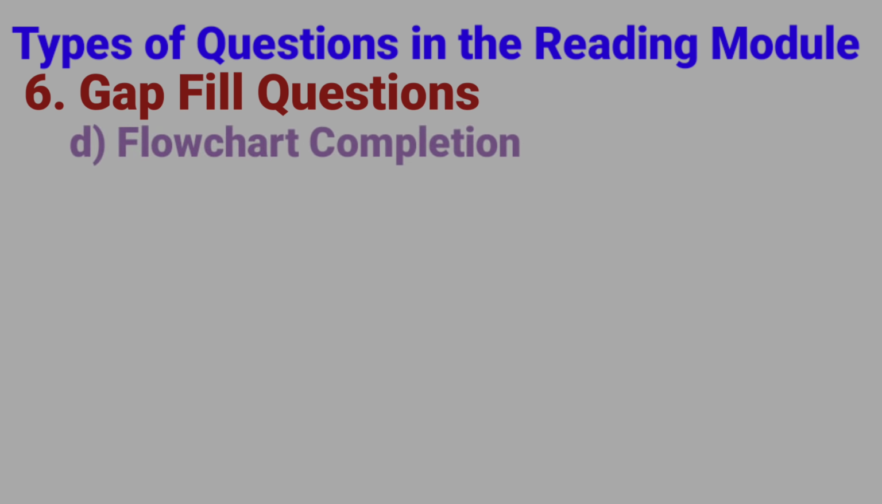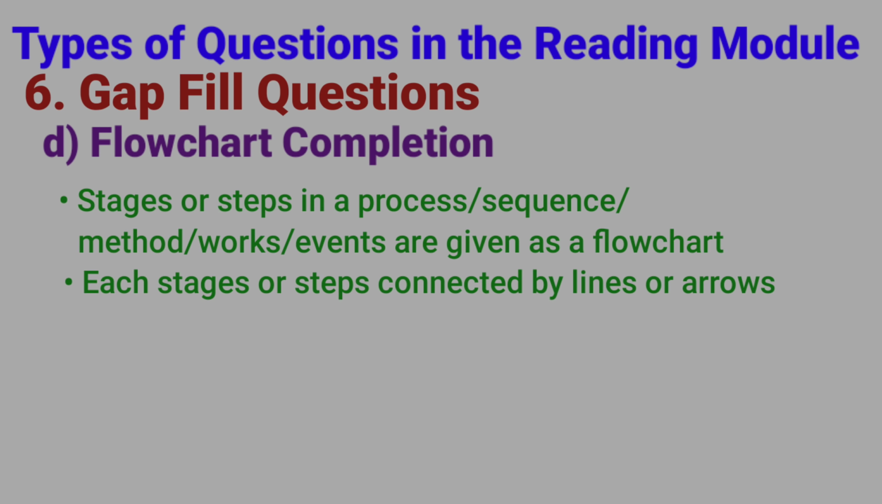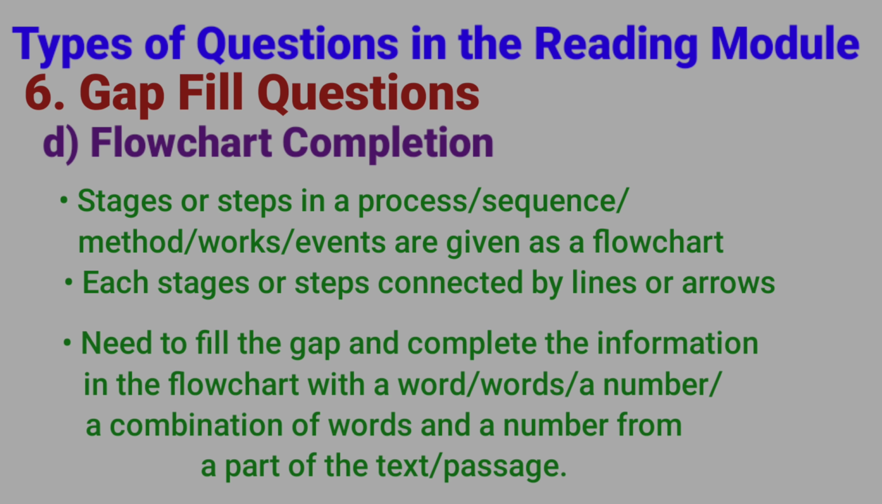The next gap fill question is flowchart completion. Here a flowchart is given which shows the stages or steps in a process, sequence, method, or events, and the stages are connected to each other by lines or arrows. There will be a gap in the flowchart. You have to fill the gap and complete the information in the flowchart with a word or words, or a number, or a combination of words and a number from a part of the text or passage.